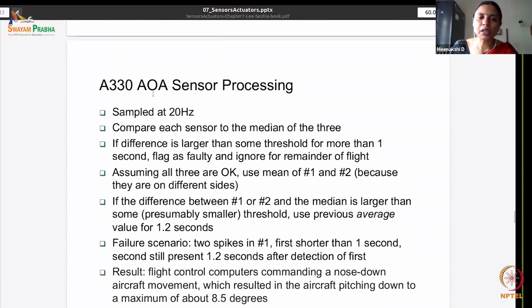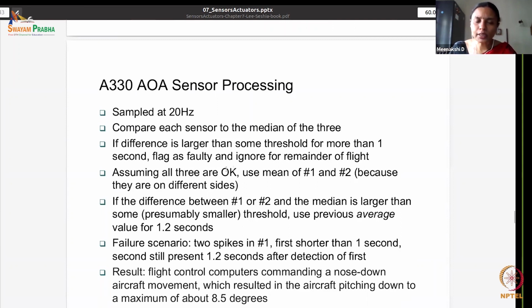In this particular angle of attack sensor failure, the data was sampled at 20 hertz frequency. Then they compare each sensor to the median of the values of the three sensors. And this was the algorithm that they used. If the difference is larger than some threshold for more than 1 second, then a sensor is flagged as faulty and ignored for the rest of the flight.